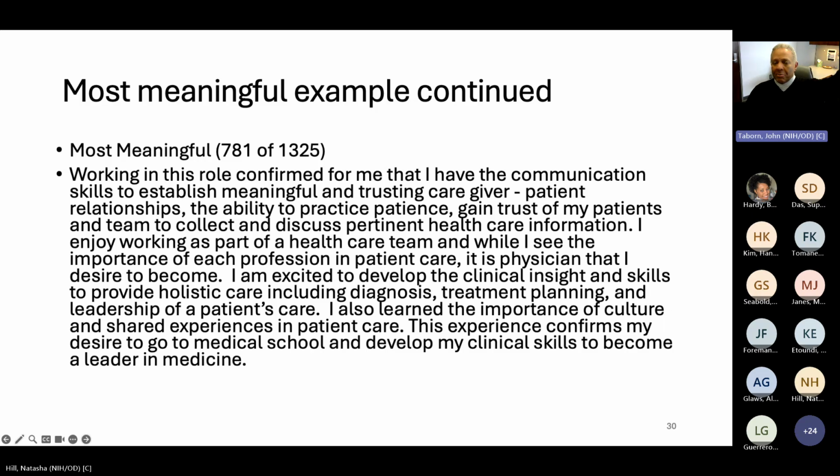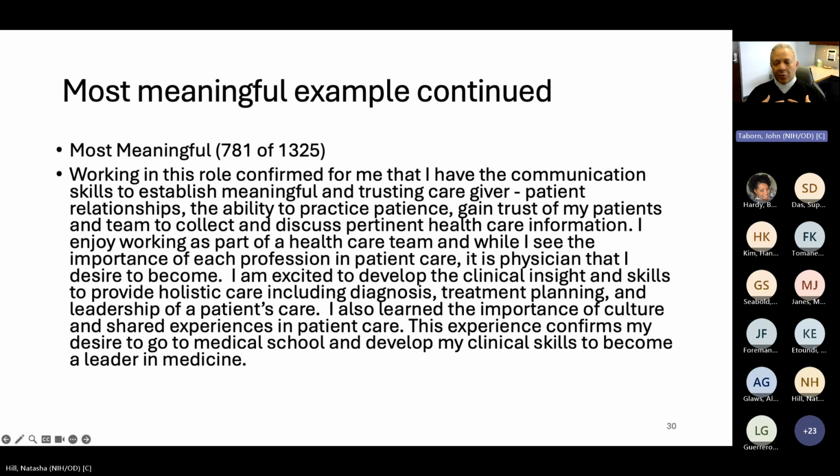Okay, so from what we said, this is how you can expand it out. And it doesn't have to be 1,325 characters. This one's a little shorter, but it gets the point. Working in this role as a nurse confirmed for me that I have communication skills to establish meaningful and trusting caregiver-patient relationships, the ability to gain trust in my patients, and also to work with the team to collect and discuss pertinent healthcare information.